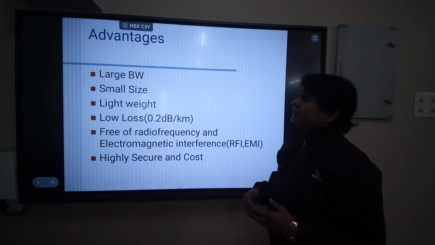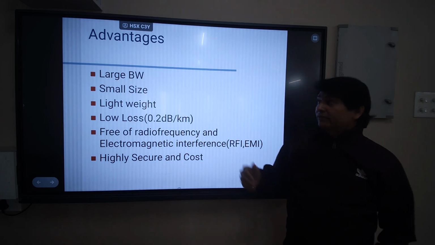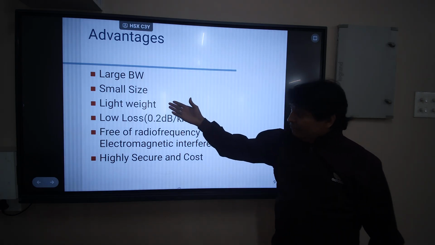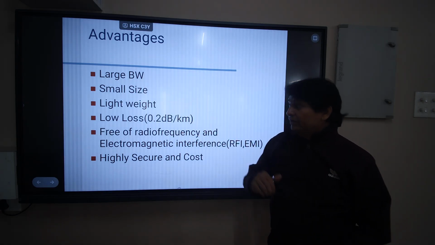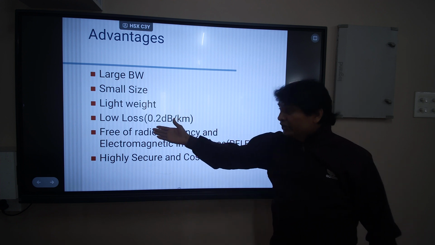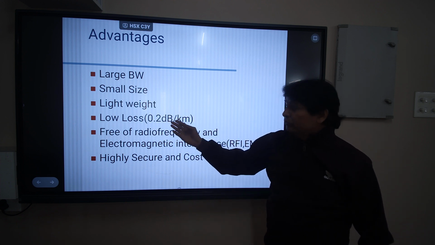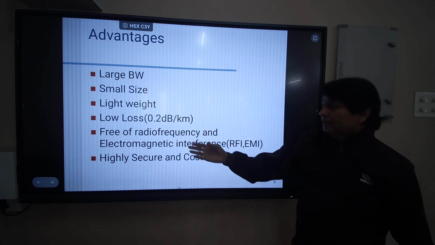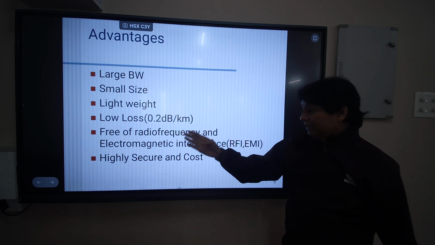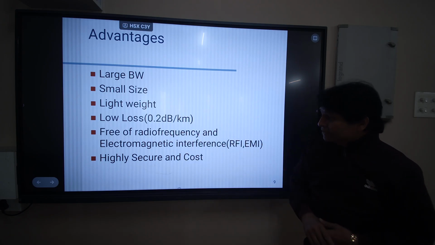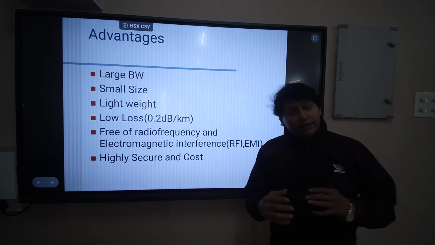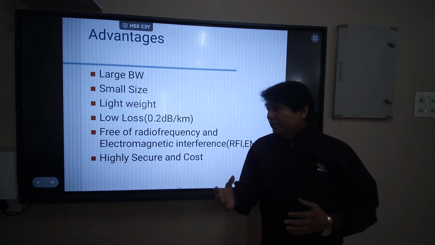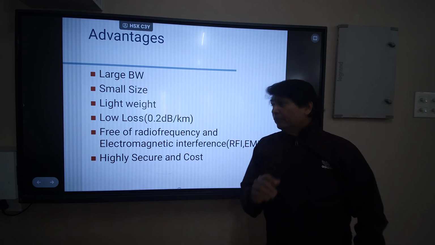Let's see what the advantages of the optical fiber are. It has a very large bandwidth. It has a very small size. It is very lightweight. Attenuation loss is very small, that is 0.2 dB per kilometer. Then it is free from radio frequency and free from electromagnetic interference also. And it is a highly secure mode of communication. Right now we are using it throughout the world.